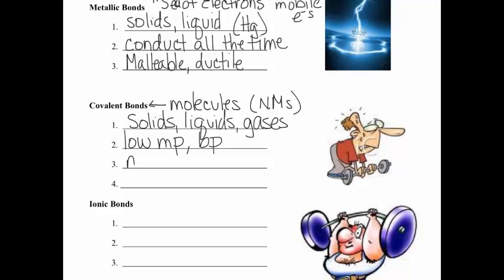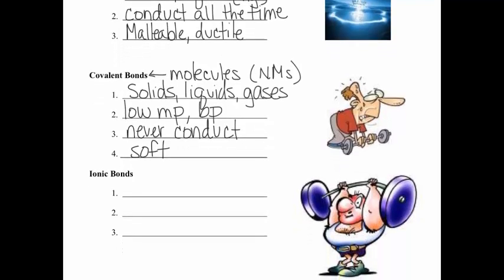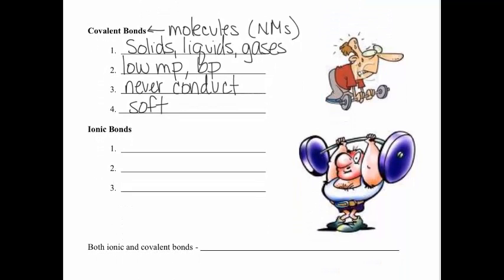They never conduct electricity on their own. If it's covalent, meaning that it's got nonmetals in it, it's not going to conduct, and that makes sense. It has nonmetals. Nonmetals are not conductive. And then the last thing, they're characterized as being relatively soft. They're not very hard, especially when you compare them to the next section, which are ionic bonds.